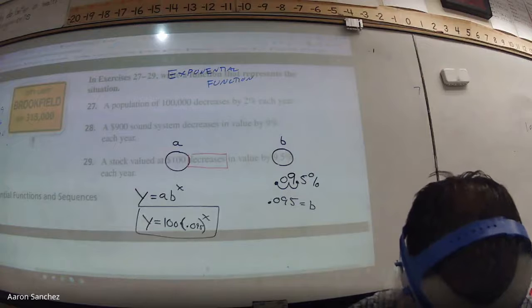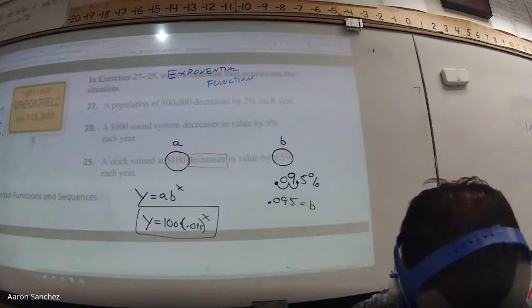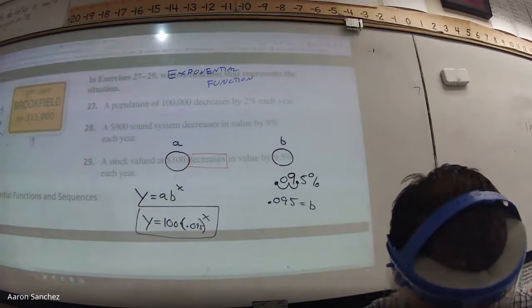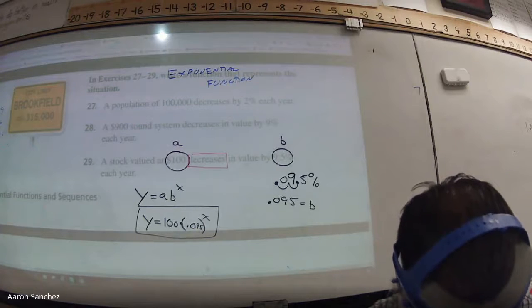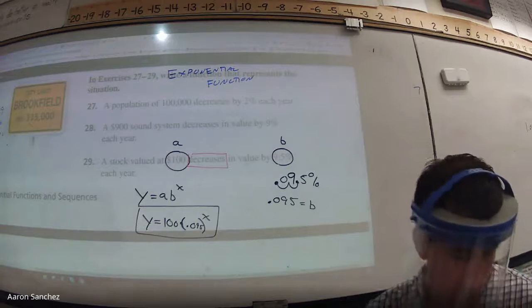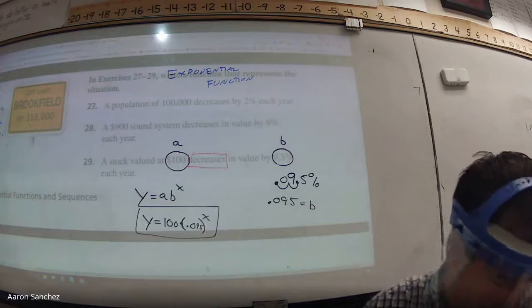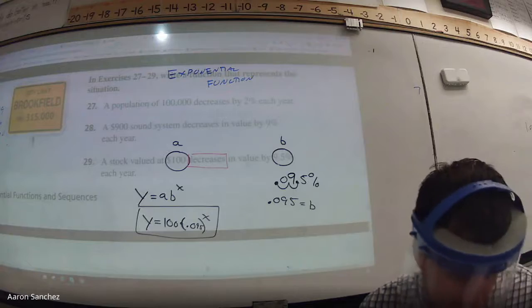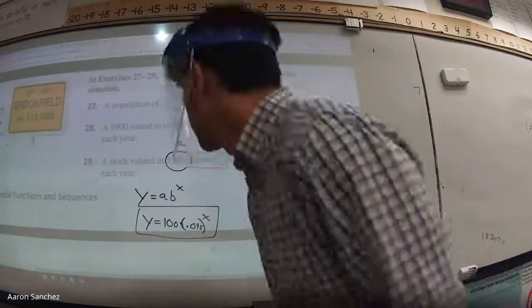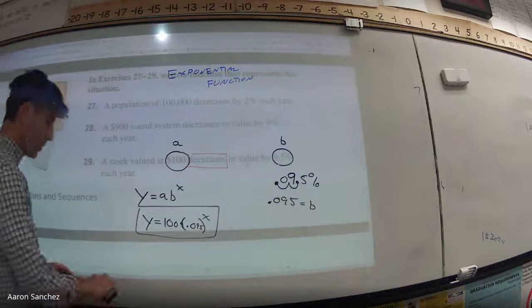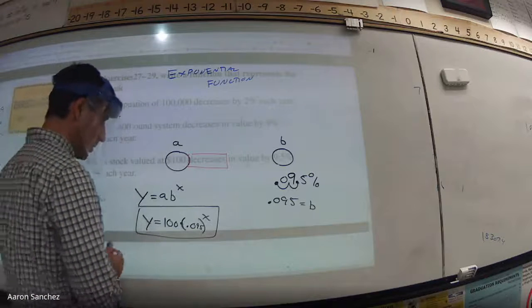Let's do 35. Okay, 35. Determine whether the table represents an exponential growth function, an exponential decay function, or neither. So let's do 35. Can I erase this? Can you guys see the 0.95? I'll write it better here.